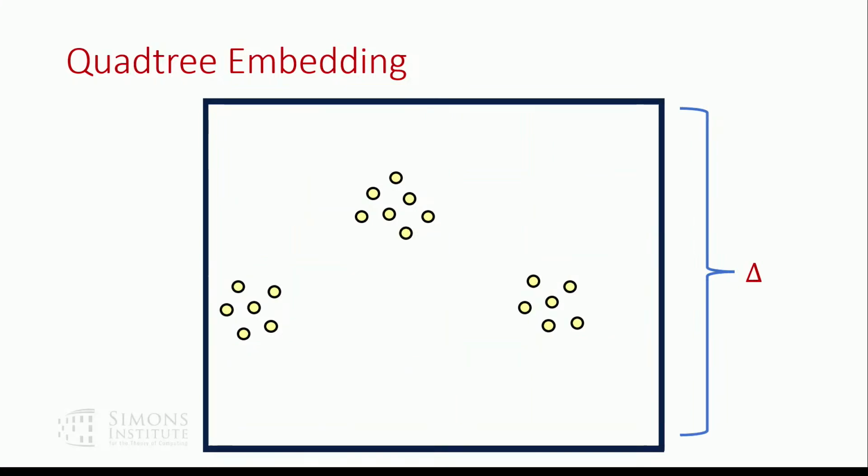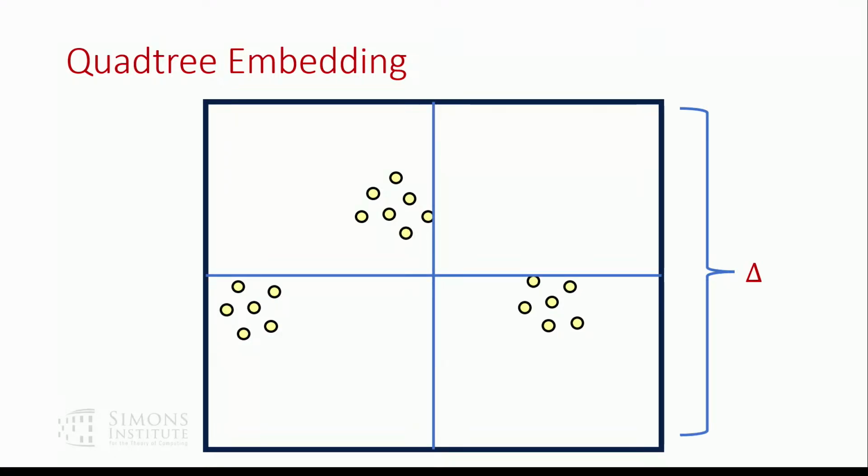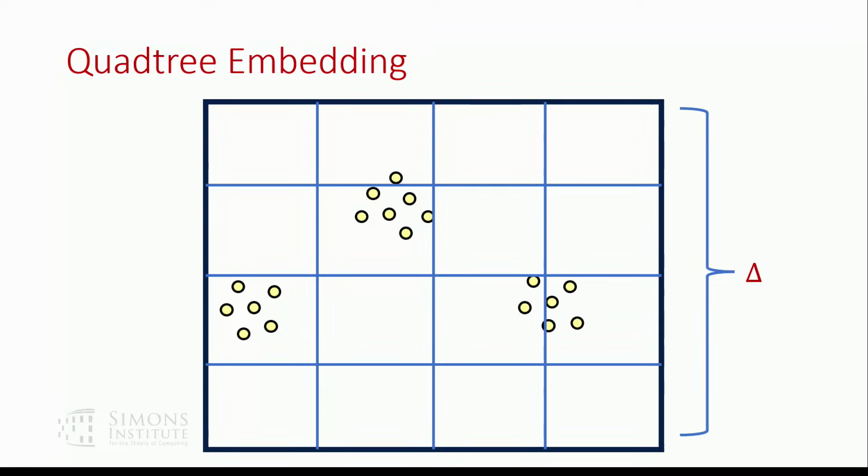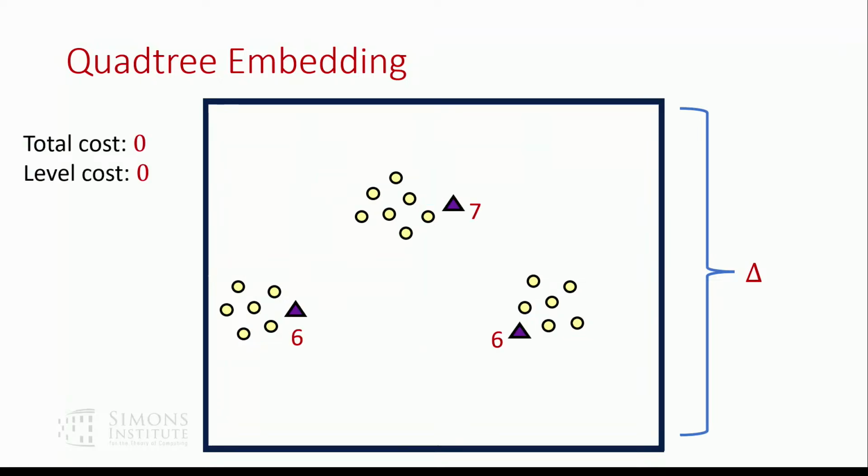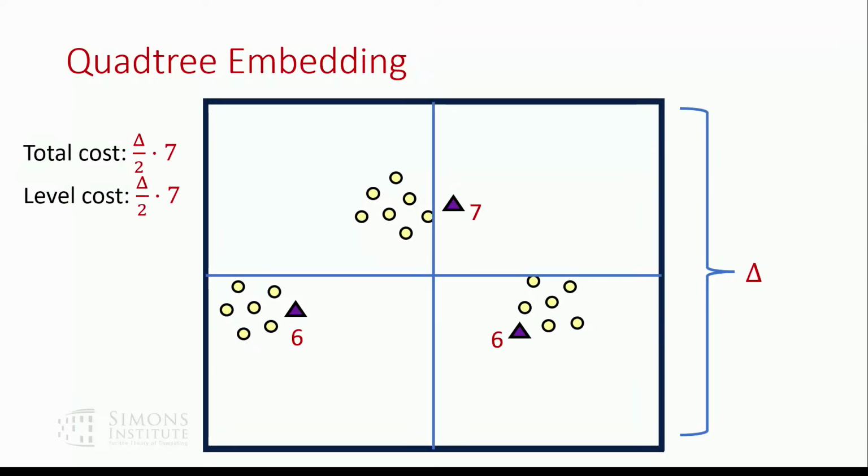Okay, so you have a frequency vector of dimension 1. You have a frequency vector of dimension 4, or 2 to the d, so on and so forth. So why is the quadtree embedding useful? Well, let's suppose we have a set of weighted centers. That means that we think that 6 points will be assigned to this center, 7 points will be assigned to this center, 6 points will be assigned to this center. The quadtree will tell us a good approximation of the cost of this clustering.